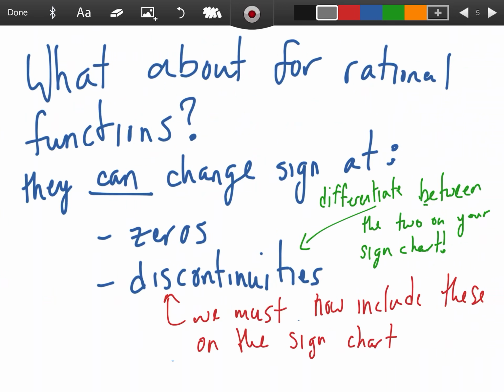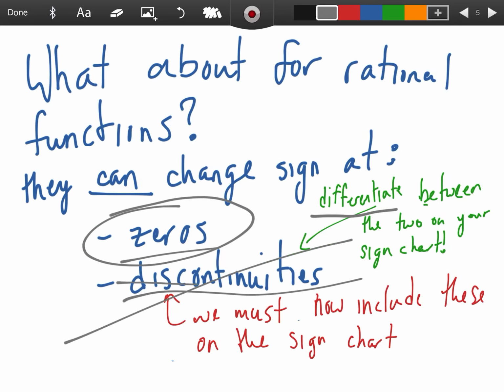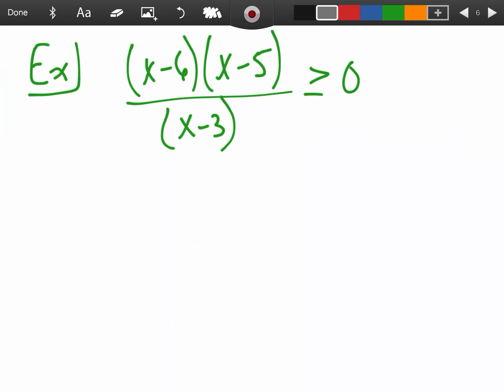Well, it's important to understand that they can change sign at both zeros and at discontinuities, and more specifically at our vertical asymptotes, our infinite discontinuities. So moving from polynomial functions over to rational functions, we just want to add on discontinuities to our sign chart. And it's important that we differentiate between the two on our sign chart, because if someone asks us, when is this function greater than or equal to 0, we want to include the zeros, whereas we would not want to include the discontinuities. So it is important that we distinguish between the two.